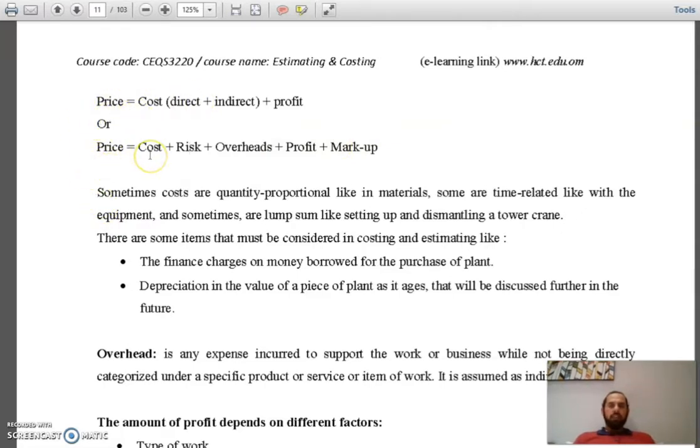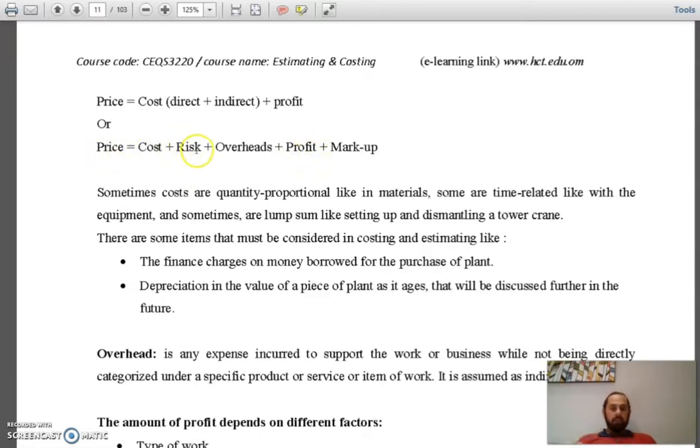It depends on the accuracy or the way we are calculating the cost of the project. So we have the cost, direct and indirect, or the risk will be included, overheads will be included, the profit and markup. What do we mean by the markup? Markup is the price that is put on the seller by the supplier himself. Some of the goods, the supplier tells you that you have to keep this price, don't exceed it. I will give it to you, for example, with 100, but you have to sell it with 120, no more than that. So your markup will be 20 riyals. This is the meaning of the markup.